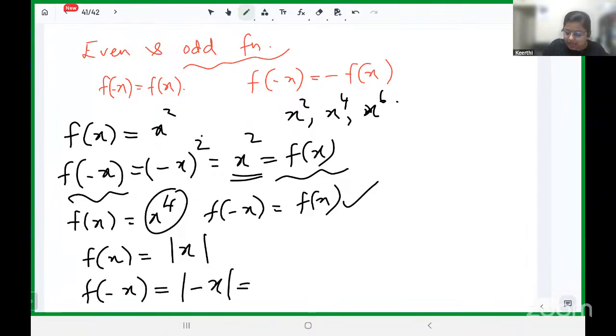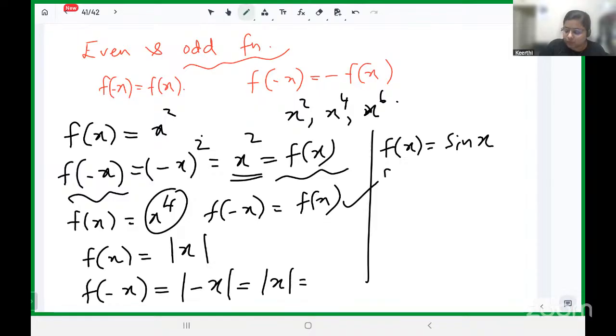So that is again mod x, which is equal to f of x. So mod x is also an even function. Now what about f of x is equal to sin x? If you put f of minus x, that is sine of minus x, which is minus sin x. So sin x is an odd function.